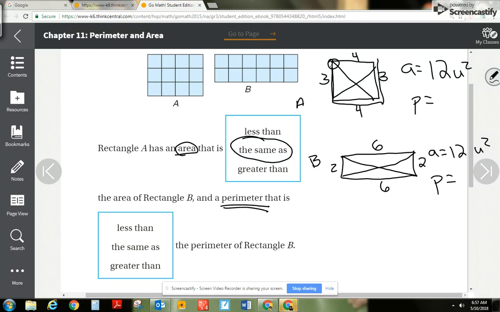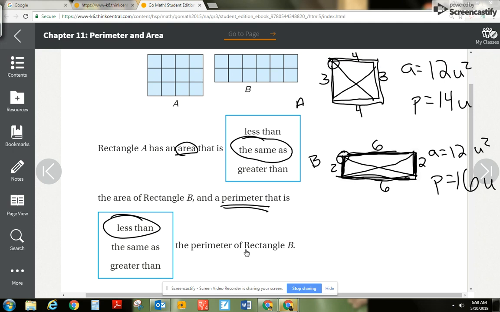7 plus 3 is 10. 10 plus 4 is 14. Just units. We're not counting the squares inside, so just 14 units for the perimeter. The perimeter here for B, 2 plus 6 is 8, 9, 10, then 10 plus 6 is 16 units. So rectangle A's perimeter is less than the perimeter of rectangle B.